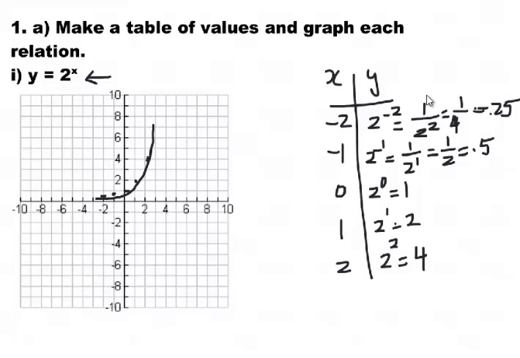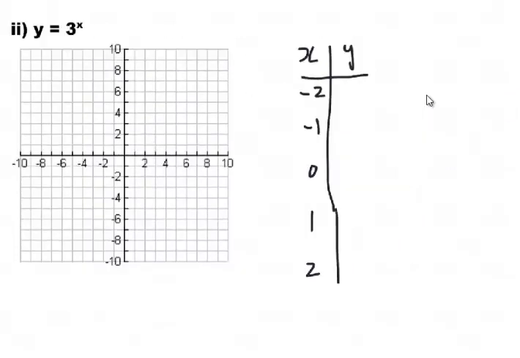If you look at the graph, you can see that from left to right, y is increasing. So this represents an exponential equation which is growing. So this is exponential growth. Also, if I compare it with y is equal to a times b exponent x, a is 1 and b is 2. The next example is y is equal to 3 exponent x.